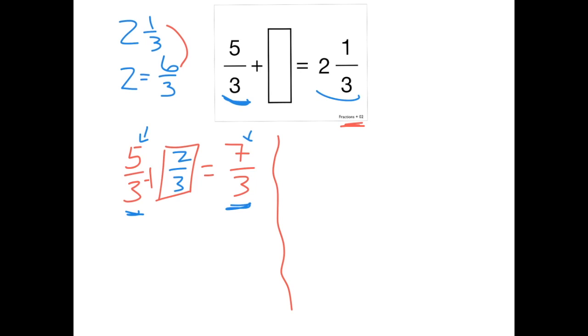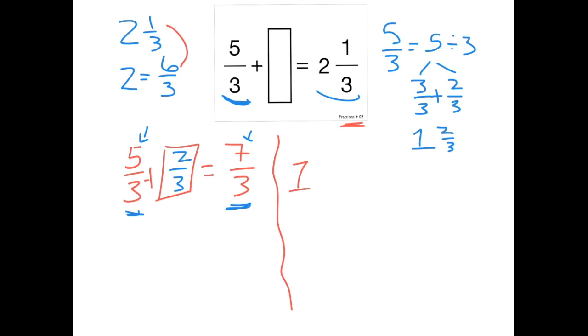The other option is to convert both numbers to mixed numbers. So in this case, students will look at 5/3, or represent that as a division question, 5 divided by 3. 3 divided by 3 is 1. And the difference now between 3 and 5 is 2. And 2 divided by 3 is 2/3, which gives me an equation of 1 and 2/3 plus what number gives me 2 and 1/3.